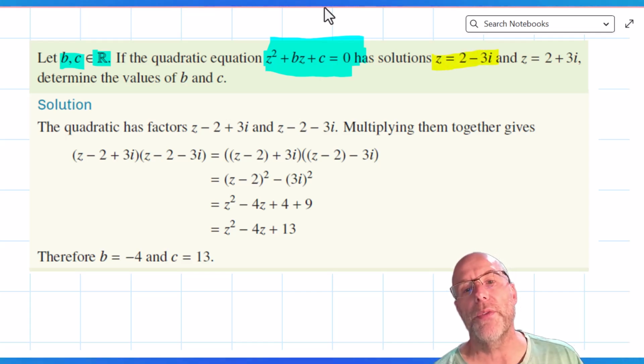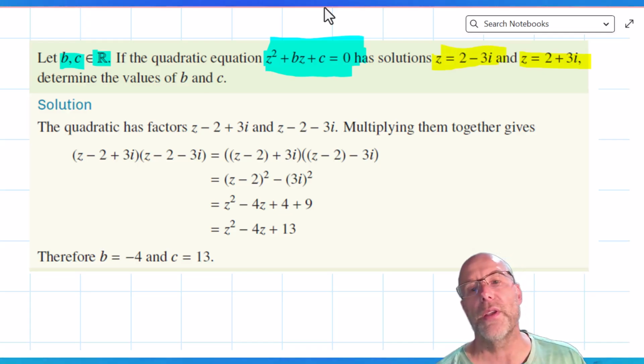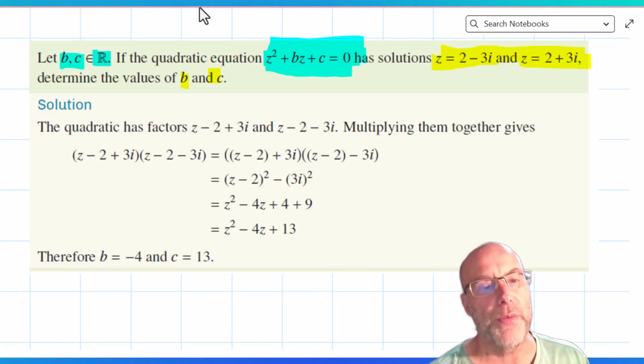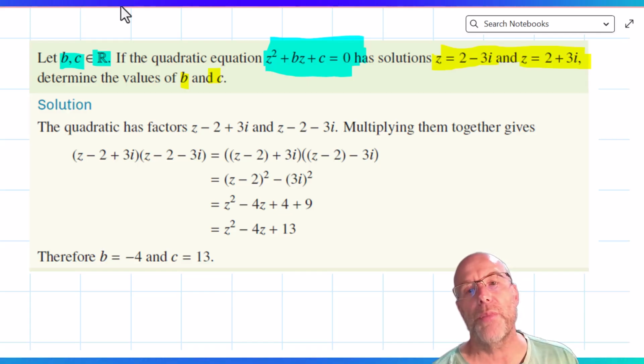Okay, we're given some information here that might be helpful. We're given the solutions or the roots. z equals 2 minus 3i, z equals 2 plus 3i. Notice how they're complex conjugates of each other. Alright, we have to determine what b and c are. Okay, a little bit of similarity to the previous example. We've got two factors. Now, same process as we just did in the previous question here.